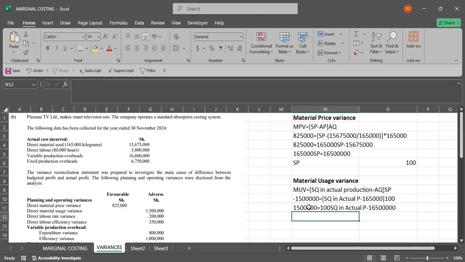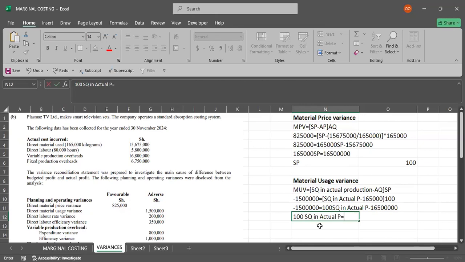So we have been able to break the bracket. Nice. So let's now collect like terms. After breaking the bracket, we now have 100 standard quantity in actual production, right? 100 standard quantity in actual production is equal to, this is a minus. If it crosses the equal sign, it will be a plus. But of course, 1.5 million is a negative, so it will remain that way.